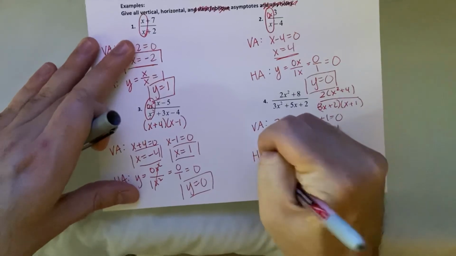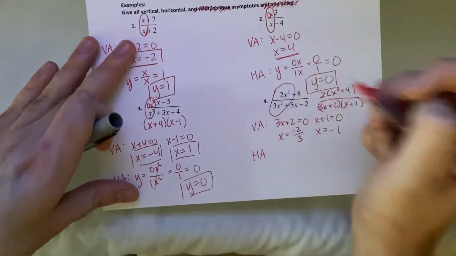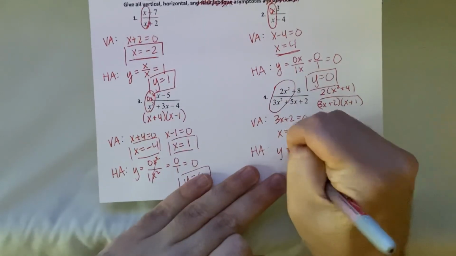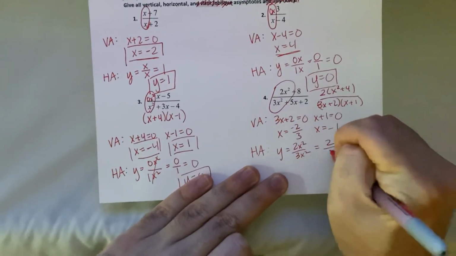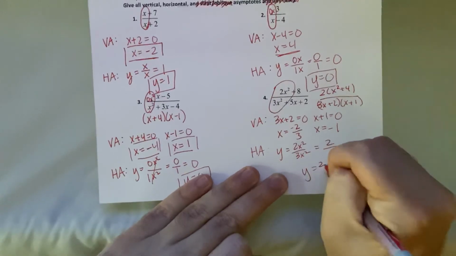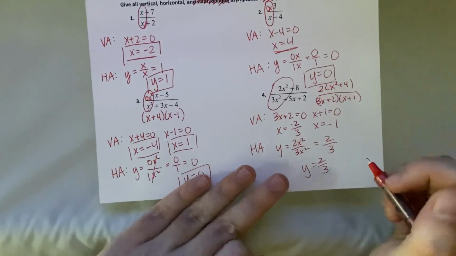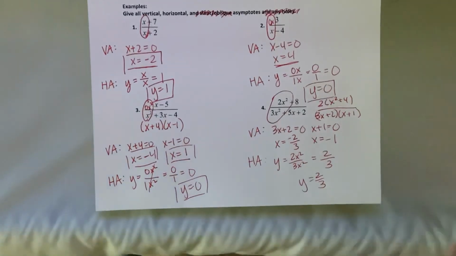For the horizontal asymptote, these do have a matching leading term. So take y equals 2x squared over 3x squared, which reduces to 2/3. So it's y equals 2/3. In the next video, we will look at how we take this information and a little bit more and graph a rational function.